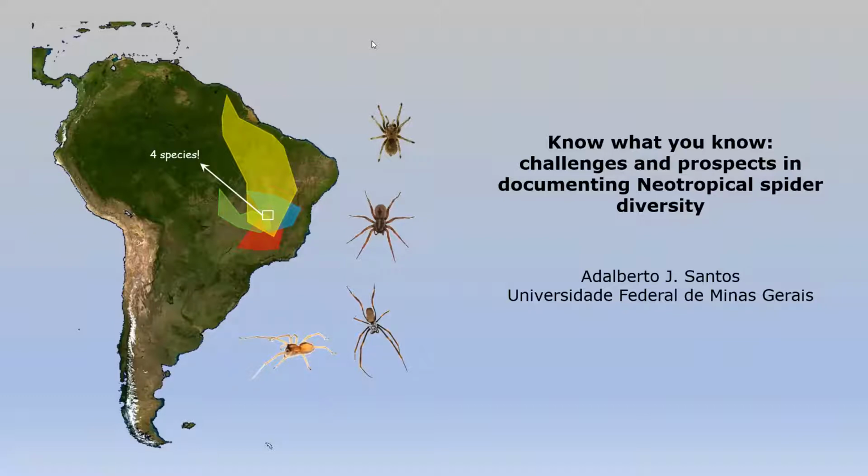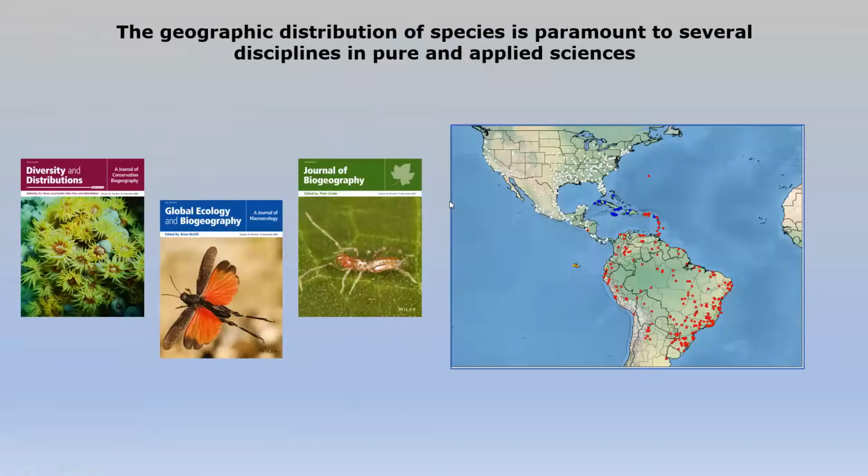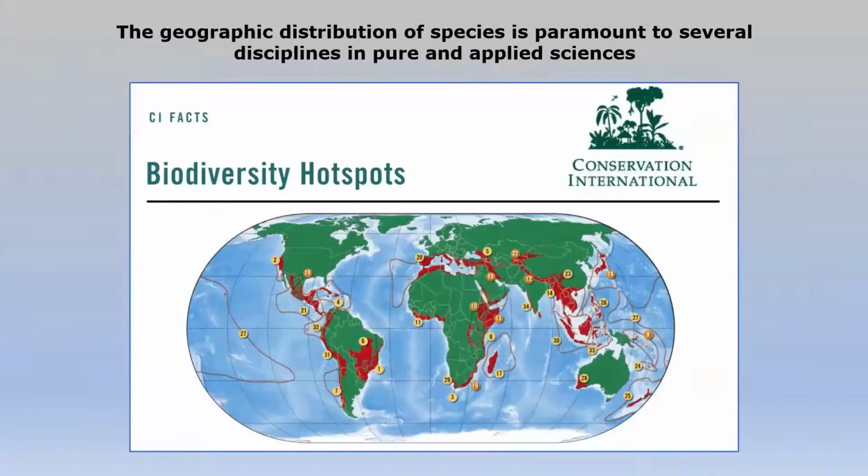And today I will talk about spider taxonomy and biogeography. I think I wouldn't have any trouble convincing you of the importance of species distribution knowledge for disciplines like biogeography, macroecology, or conservation biology. This is very well illustrated by this map.